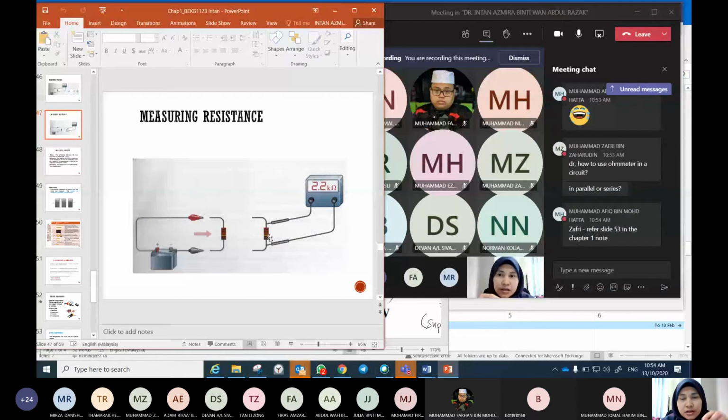To measure resistance, you may connect the resistance to the circuit and put the meter parallel to the resistor, or you can just take out the resistor, because the value of resistance does not depend on the circuit. It is the resistance itself. You can take it out and measure the resistance.